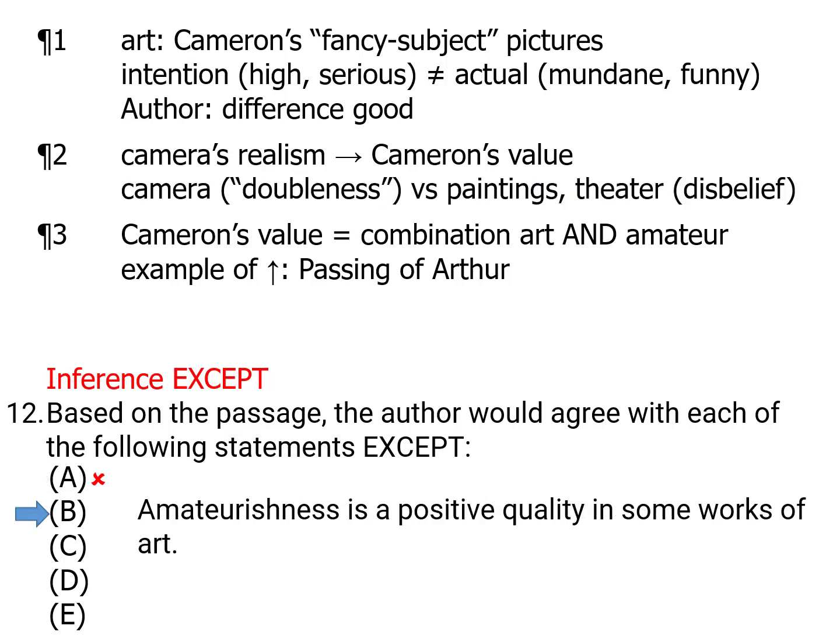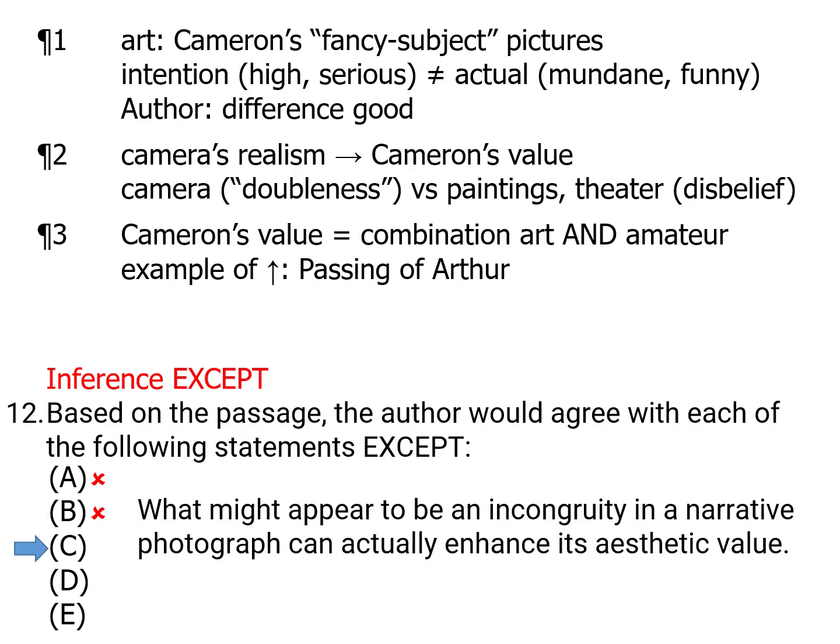Answer choice B: amateurishness is a positive quality in some works of art. Well, yeah, because Cameron was amateurish, and the author likes Cameron. Answer choice C: what might appear to be an incongruity in a narrative photograph can actually enhance its aesthetic value. Once again, that's the sort of thing that the author liked about Cameron. The incongruities, the little mundane, weird, funny bits that showed up in the pictures, that's what made them good, so that was enhancing the aesthetic value.